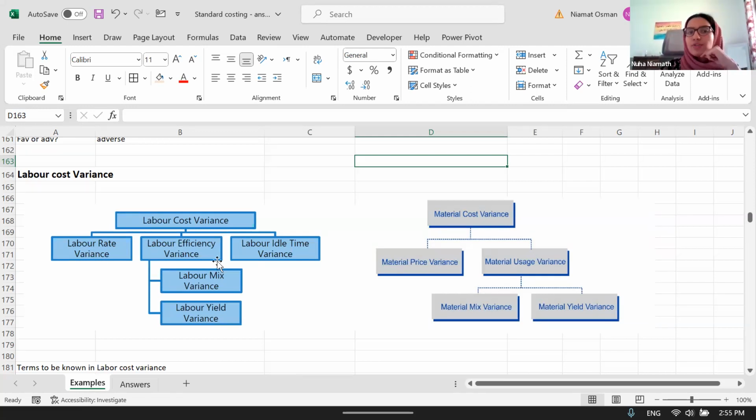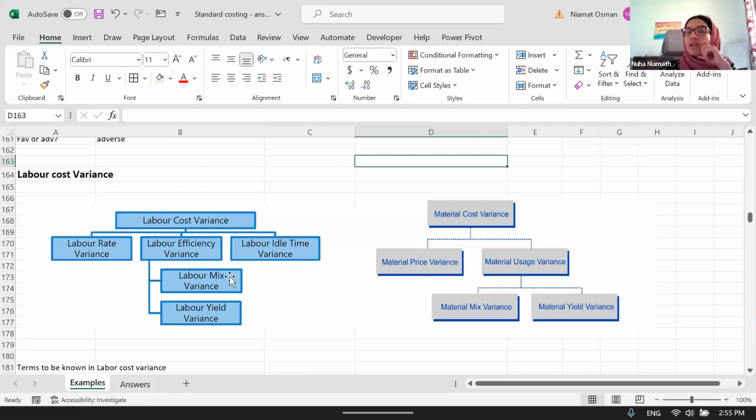Then we have labor efficiency variance. Efficiency is very similar to usage variance, where we will compare the standard hours versus the actual hours. And then we have labor idle time. That is just the difference between the actual hours worked minus the actual hours you have paid for. Because you will generally pay for the total day. 8 hours he was there, but for 2 hours he was sitting and sipping tea. So we will have to remove those 2 hours because he was idle. So that will be our idle time variance.